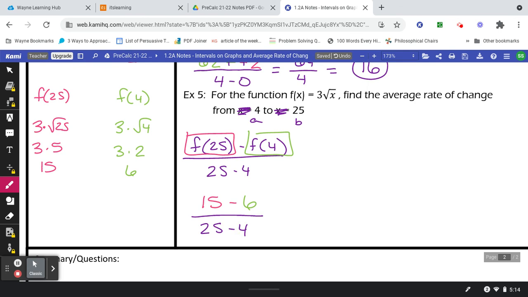Okay, so when I plugged in a 25, I got 15. And when I plugged in a 4, I got 6. I'll subtract and subtract. And then make sure that you reduce at the end. Both of those are divisible by 3. And you get a fraction of 3/7 for your final answer.